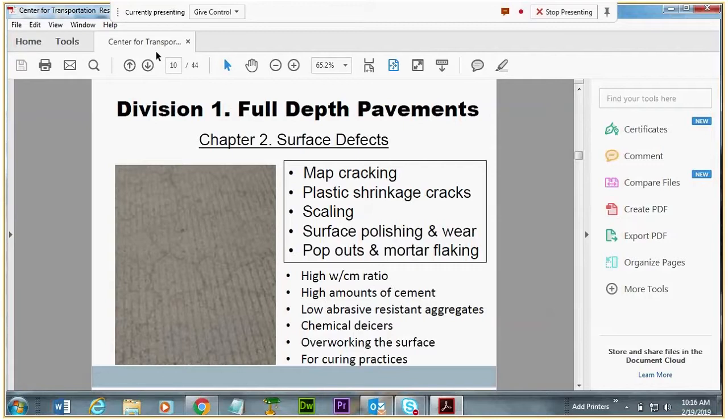All right, the first chapter, beyond the introduction, is the surface defects, which covered map cracking, plastic shrinkage cracks, scaling, surface polishing and wear, and pop-outs and mortars, based off of some of the issues of high water-cement ratios, high amount of cement, low abrasion resistance, chemical de-icers, overworking the surface, and poor curing practices. Next slide.